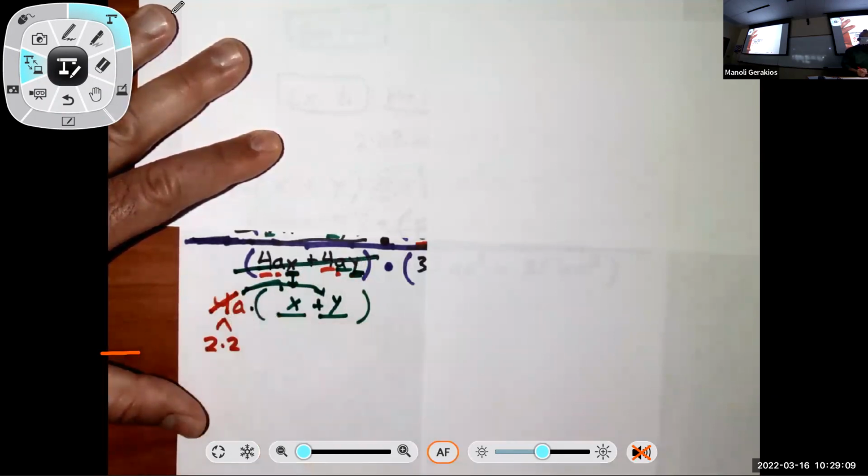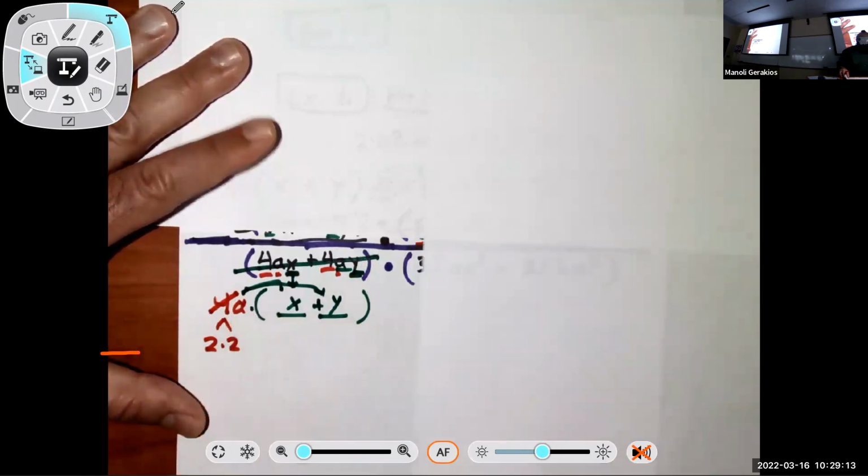Slash the 4 out. Anything not slashed out is live in this denominator. Then move on.